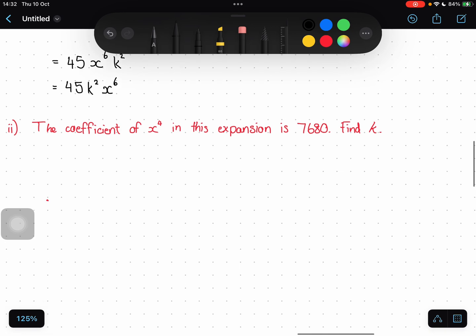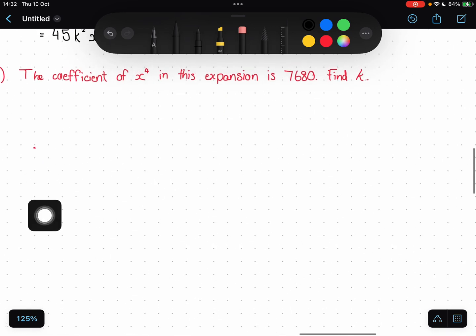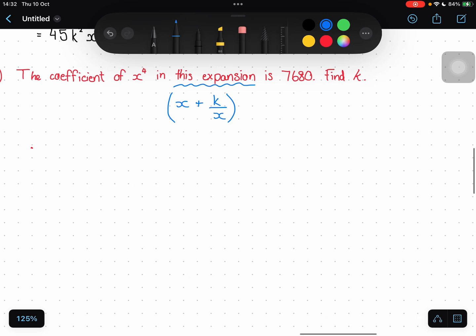Now, it says the coefficient of x to the power of 4 in this expansion is this. Find k. So, in this expansion, I'm going to rewrite what the expansion is here. So it wanted the expansion of x plus k over x to the power of 10.